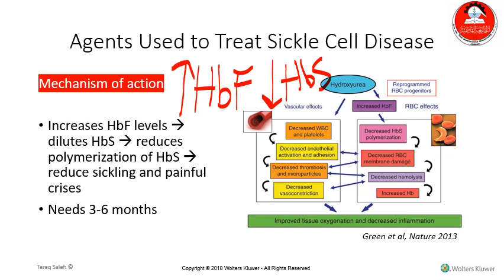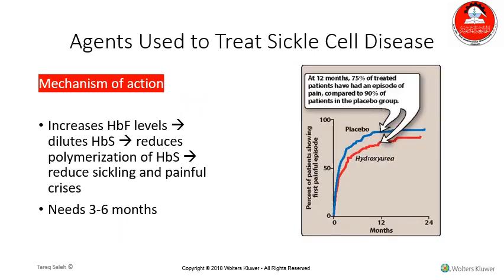In most cases, hydroxyurea would require 3 to 6 months to be able to reduce the frequency of painful episodes in patients with sickle cell anemia. And we know that following 12 months of therapy, around 70% of treated patients will start developing a significant reduction in the frequency or the development of painful episodes as they are being treated with hydroxyurea in comparison to no treatment.